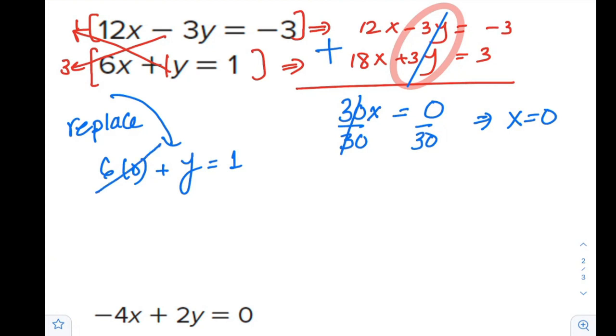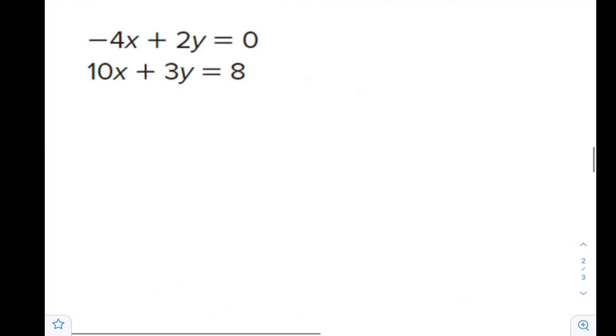So 6 by 0 is 0, so y is 1. The solution is 0 and 1. Here we go, second. Next equation.